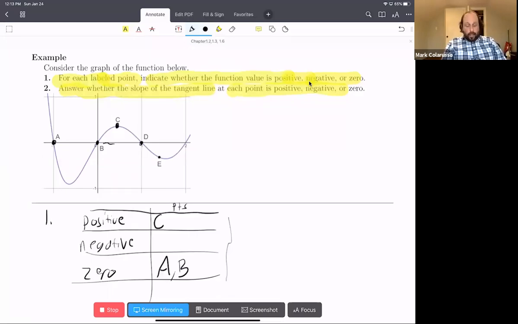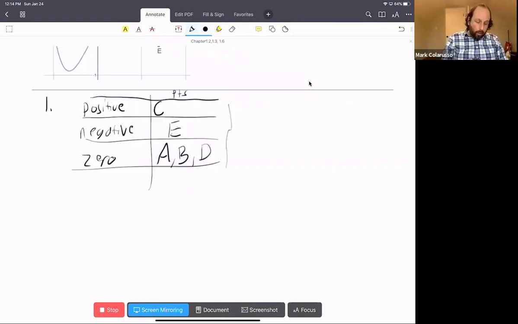Now we go to D. D is sitting on the x-axis, so the function value is 0 at D. Then we go to E. E is below the x-axis, right? There it is, below. So the function value is negative at E, so we may put E in this second row. And so that's the first question done. We're just looking at the function values. So we just want to see, is the point above the x-axis? Is it on the x-axis, or is it below? So positive is above the x-axis, 0 is on the x-axis, negative is below.